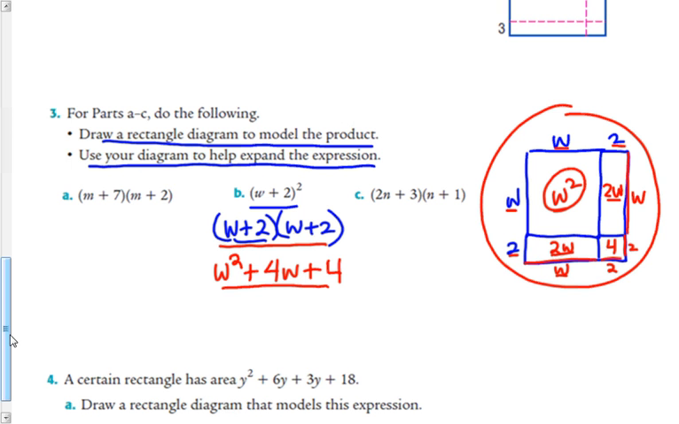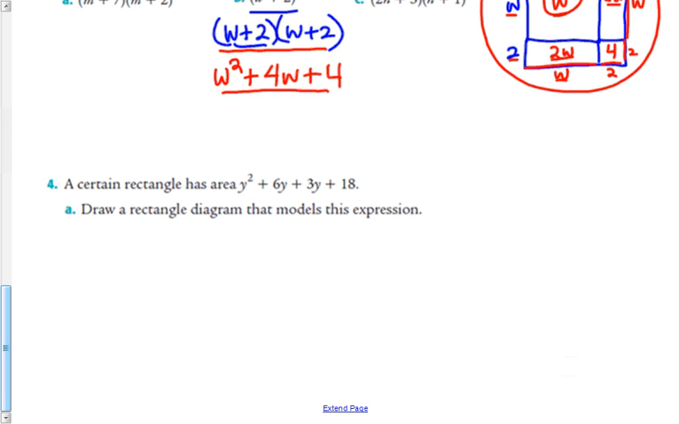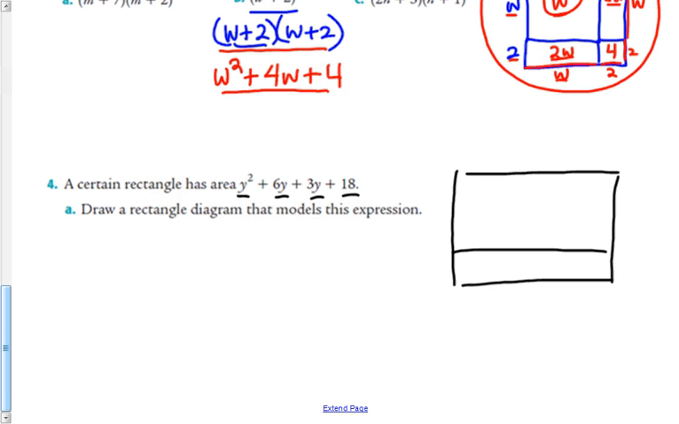All right, let's do one more here together. Number 4. It says a certain rectangle has an area of y squared plus 6y plus 3y plus 14. Draw a rectangle diagram to represent that. And you can see by this expression, since there's 4 terms, we're going to have 4 parts. So some rectangle, and I'll just draw it out 4 parts like that. And one of these parts is a square. It's a y by y. So even though that doesn't look really like a square, we'll think of that as a square. So this part right here is the y squared.